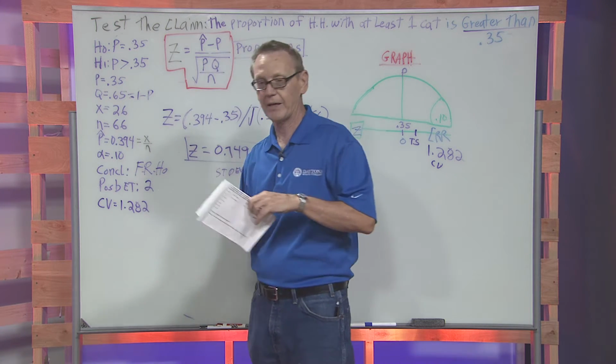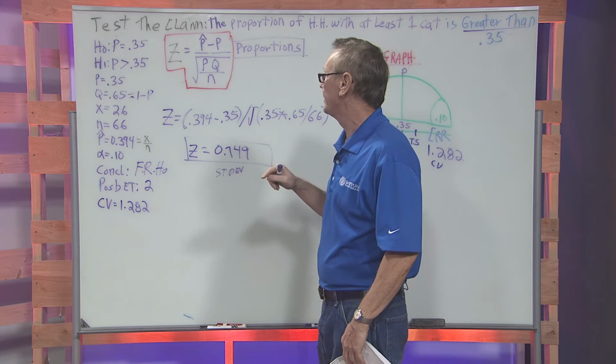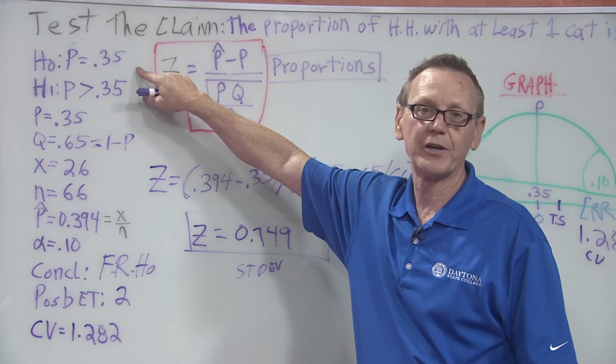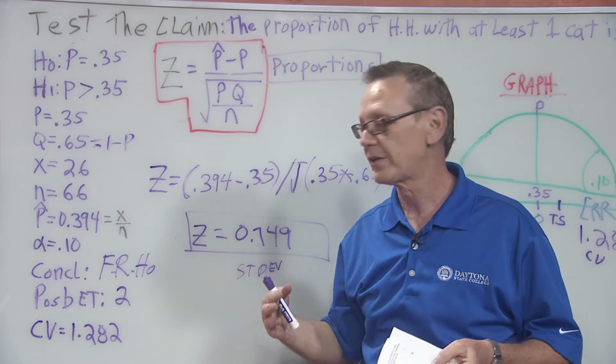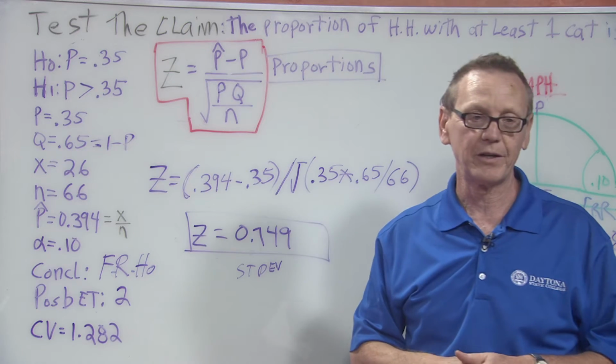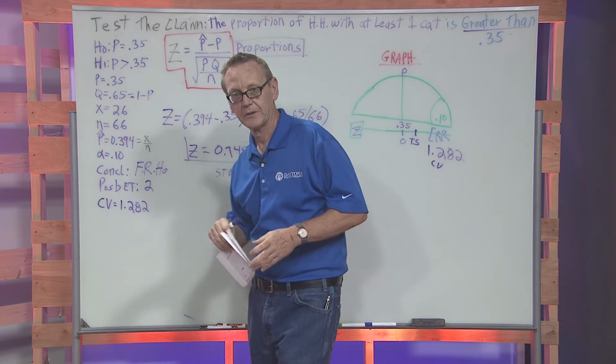That means we have a possibility of error type 2. All that means is we did not reject the null. If we made the wrong decision, the wrong conclusion, that would be an error type 2. Reject is error type 1.